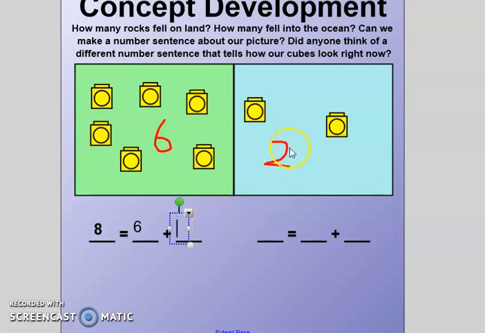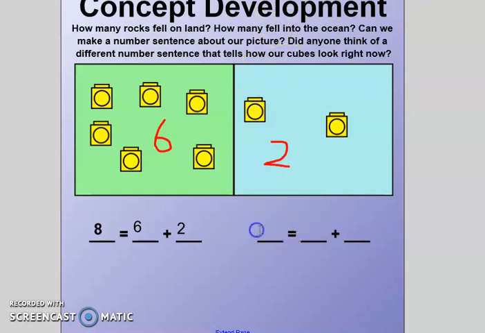And then, how many were on the water? 1, 2. So how we did our number sentence was our whole equals how many were on land plus how many were on water. Now remember, it doesn't matter the order of the two parts, so we're going to switch it up.